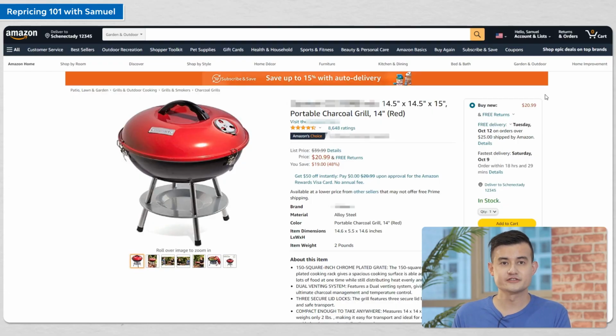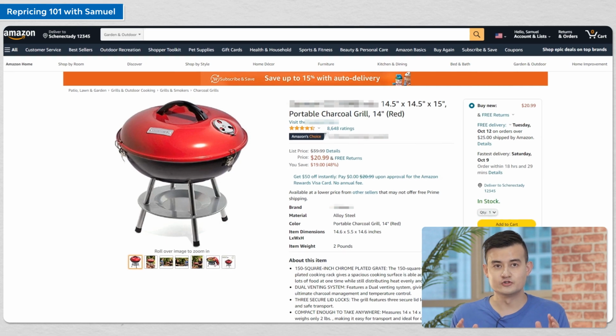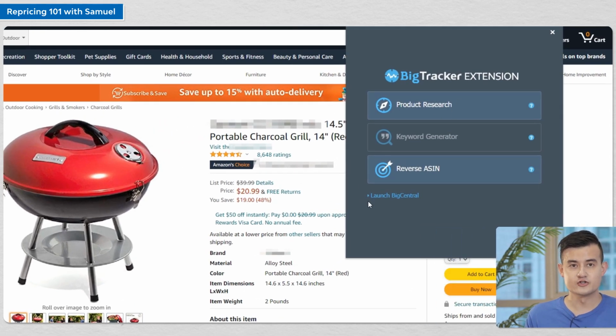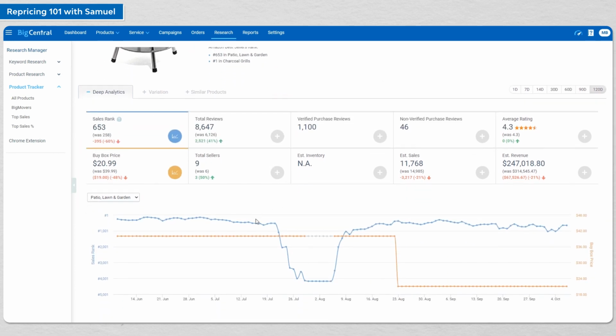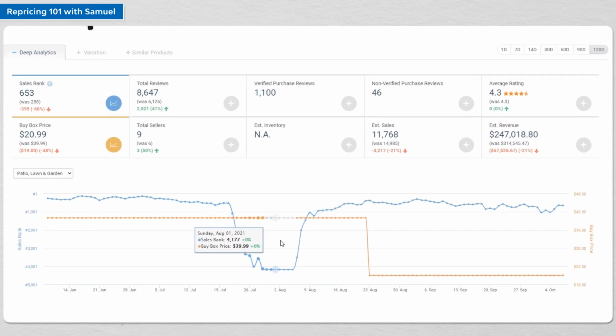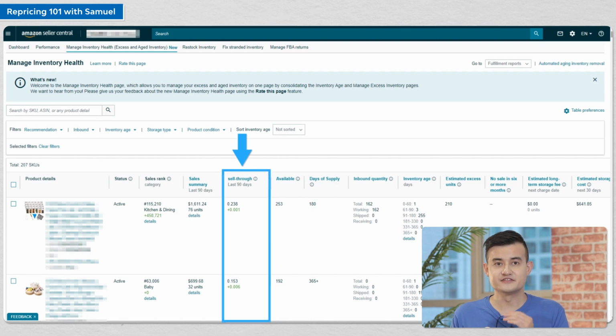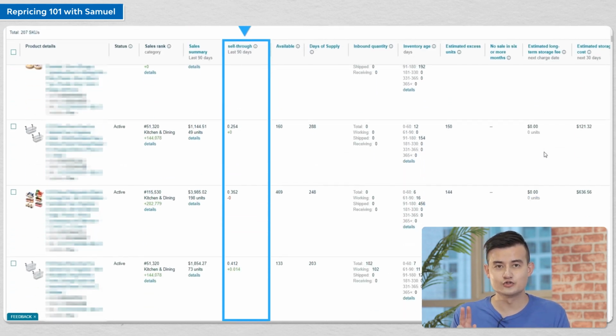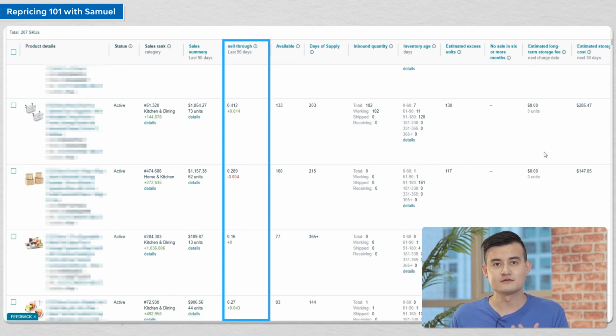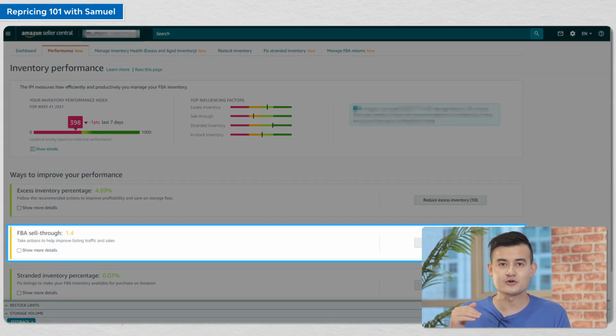Second, make sure to set a competitive min and max price. Set your price within the historic buy box winning price. You can check the historic prices by using our product tracker and our other product, Big Central, or using tools like Keepa. Third, check if the sell-through rate of the product on Amazon Seller Central is less than 2.0. Amazon recommends you sell products that have a sell-through rate higher than 2.0.